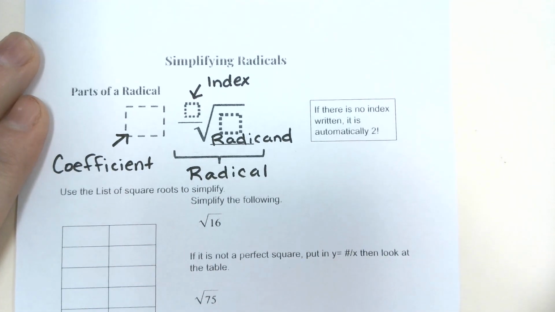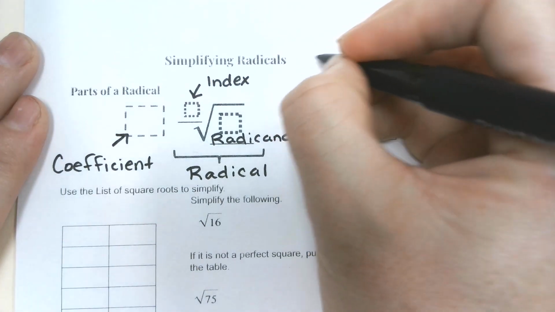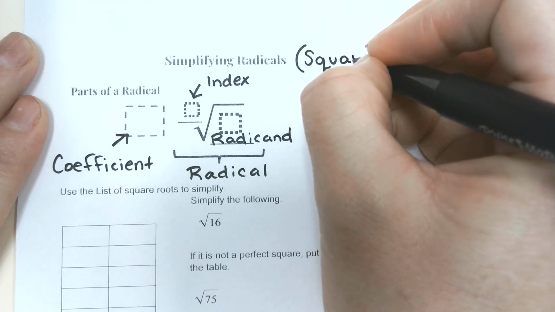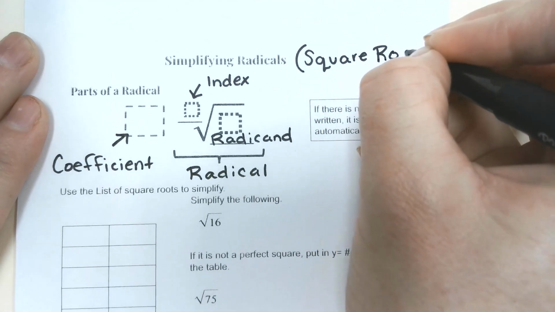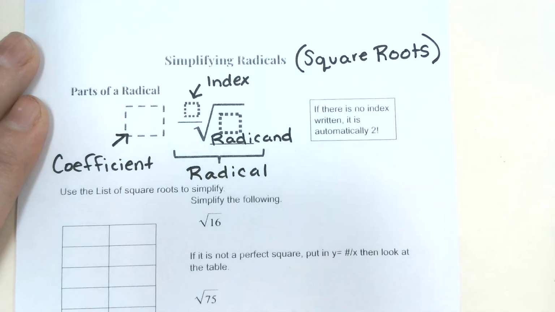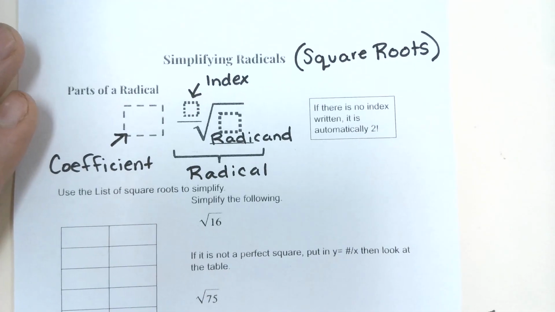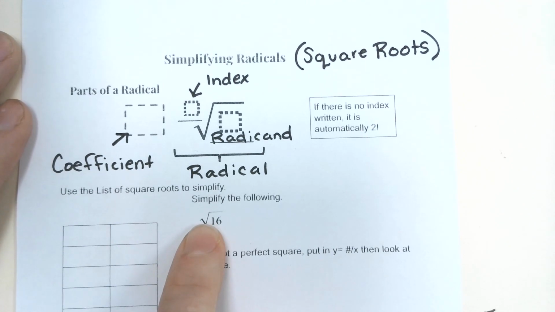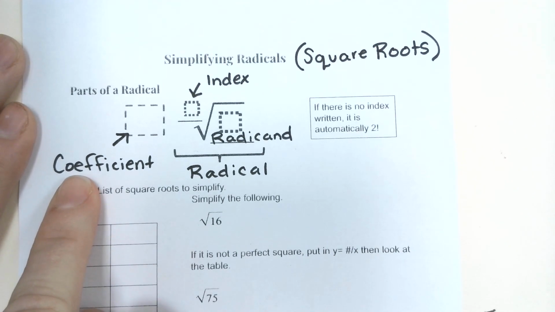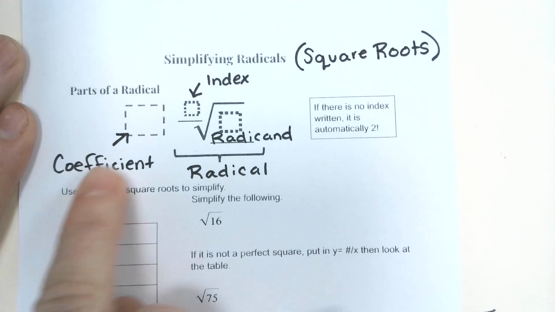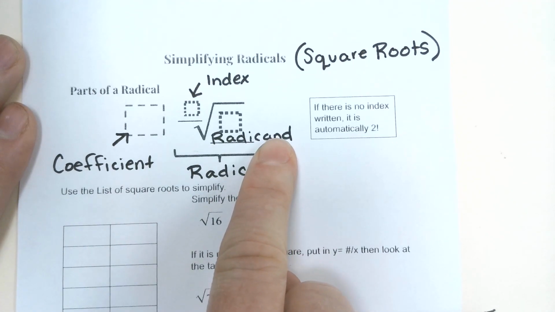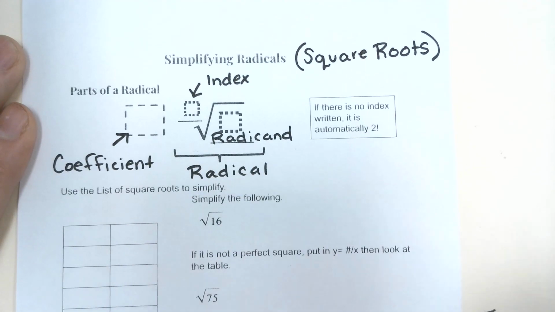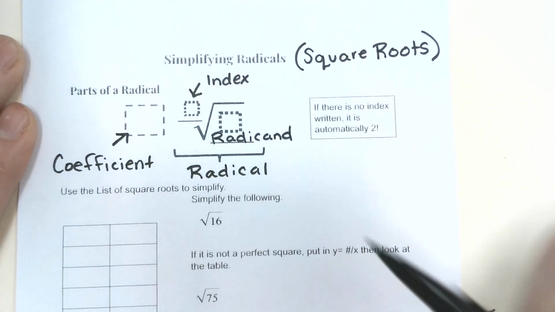So when we're talking about simplifying radicals, we are also talking about square roots or cube roots or fourth roots. But today, we are only talking about square roots, when there is no number inside the index. So you have your coefficient that's out front. Your radicand is inside, and this entire radical includes the index and what's inside.